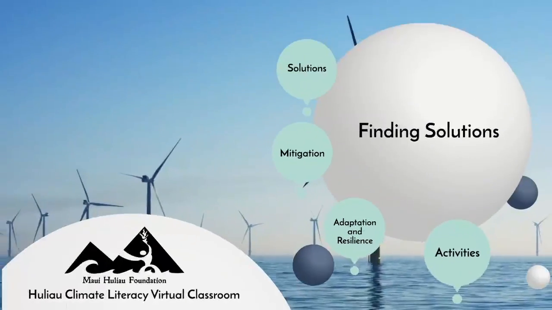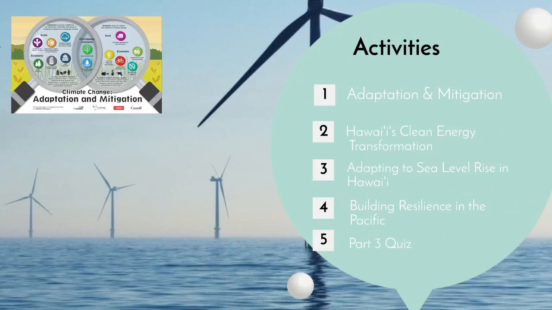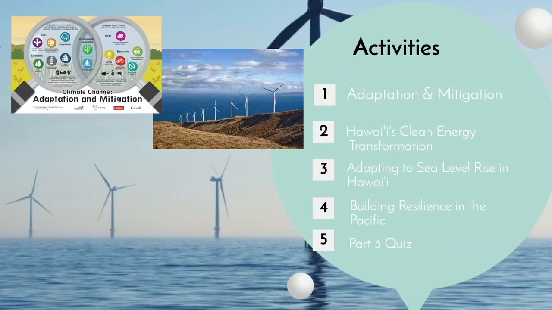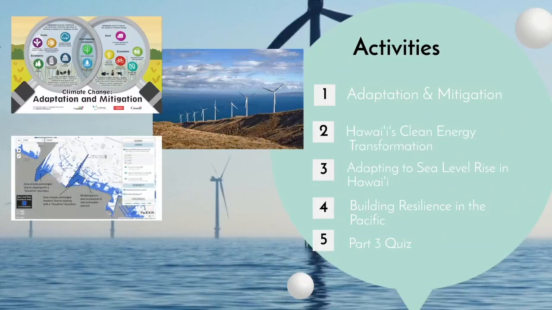Let's go over the activities in this part. For the first activity, adaptation versus mitigation, we'll look at examples of these two strategies. The second activity, Hawaii's clean energy transformation, will investigate electricity sources on Maui and how the state is doing in reaching its goals.